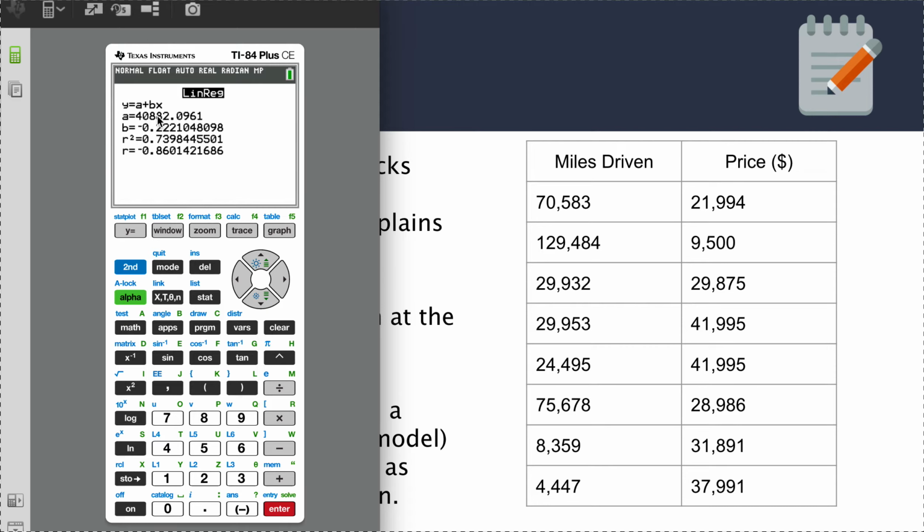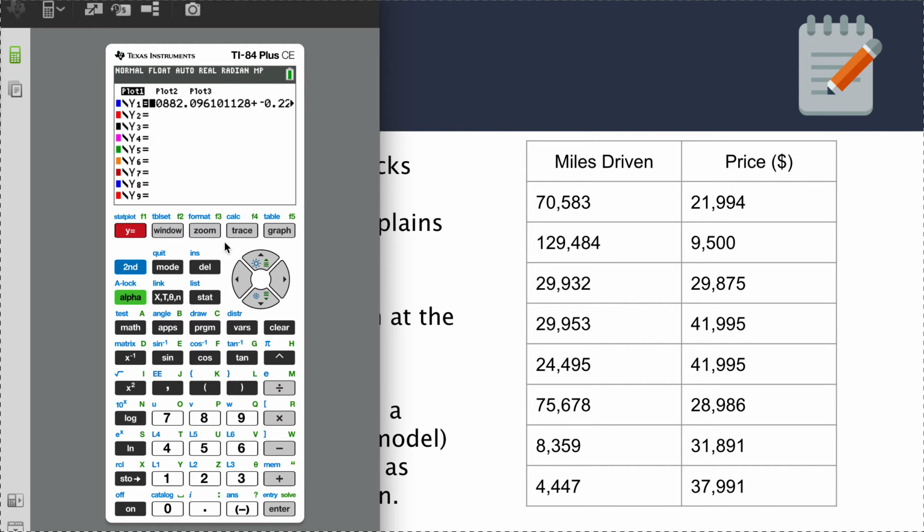All right. Oh my gosh, look at this. It gives us the form of the equation. Here's what a is. Here's what b is. There's our r squared. We're going to talk about that next week. There's our r value. It looks like they have reasonably strong correlation here. You could write these numbers down on your paper and have them for later. But I think if I've done this correctly, it should be in y1 also. All right, cool. So notice up here, we have it stored in y1.